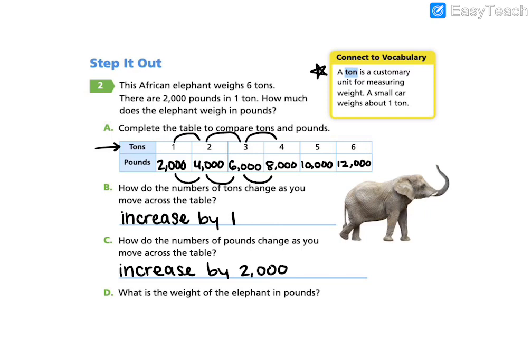So now we need to answer, what is the weight of the elephant in pounds? Well, we know the elephant weighs 6 tons. So the African elephant weighs 12,000 pounds. Pause the video if you need any more time to complete this.